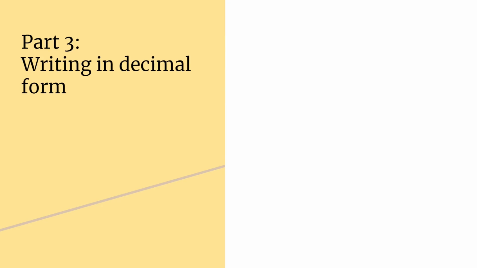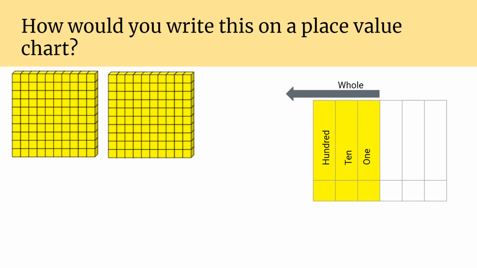Welcome to part 3. Now we've been representing tenths using base 10 blocks, and we've been representing those tenths in fraction form. So now let's explore what that looks like writing it as a decimal. So if each of those is worth 1, how might I write that on a place value chart? Well, I would have 2 ones. And you'll notice in my place value chart that I've got the word whole with an arrow above all of that. That's because we represent all of the whole numbers using ones, tens, hundreds, thousands, and so on.